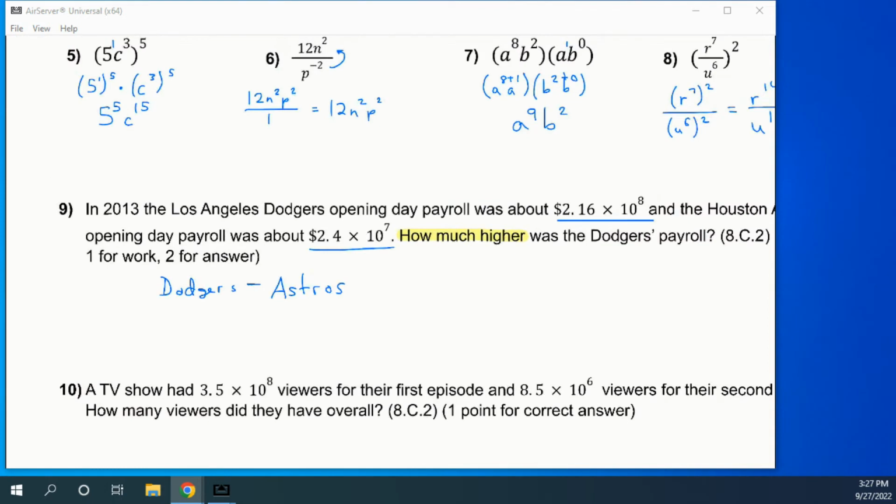I'll tell you this now, I'll tell you this for each of these problems. You can do these in scientific notation. You can also do them in standard form. It doesn't matter to me. I think I'm going to go ahead and do them in scientific notation just because we can practice a little bit more with this. So the Dodgers is 2.16 times 10 to the 8th.